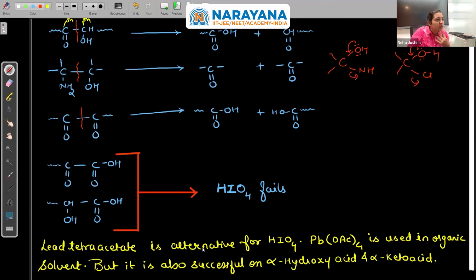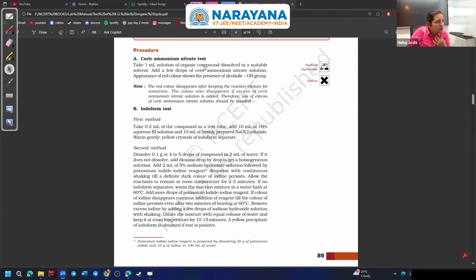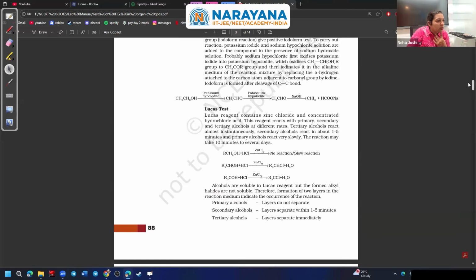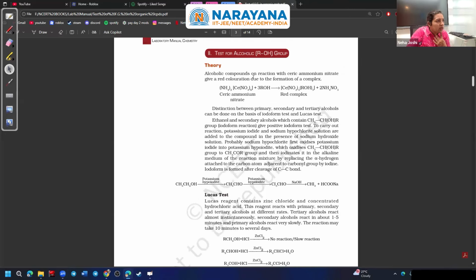Let me read from the NCERT lab manual, beta. Or I should share the screen. Okay, so we will see together what they are. Can you see the NCERT lab manual? Yes. So, ceric ammonium nitrate: this is the procedure, but where the theory is given, Lucas test theory is given. Let us read here.